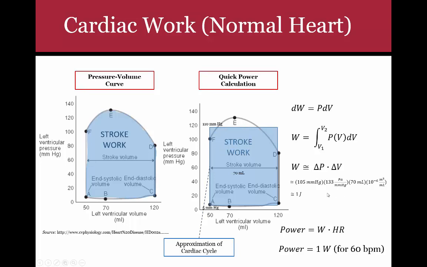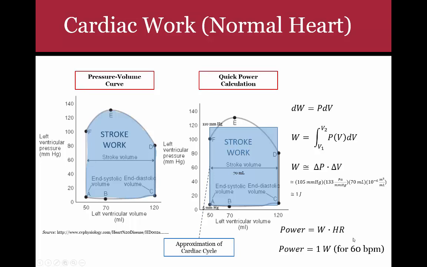Converting that to pascals, the amount of volume that is changing is approximately 70 milliliters, from 50 to 120. And then you convert that to meters cubed. You're talking on the order of 1 joule of work or energy that is created by the heart. Now, if you want to get wattage, you just multiply that amount of work times the heart rate.